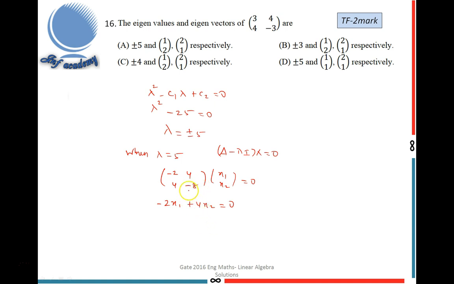This equation is the same. So the vector is x1 by x2 equal to 2 by 1, so 2, 1. Next condition, lambda equal to minus 5. Subtracting, sorry, not subtracting, adding 5 to the principal diagonal elements. So 8, 4, 4, minus 8 plus 2.